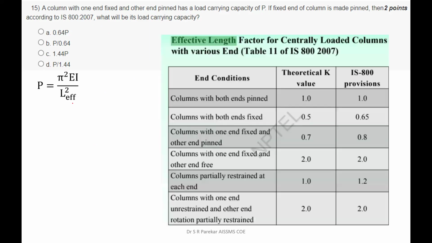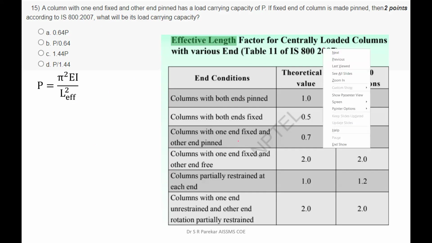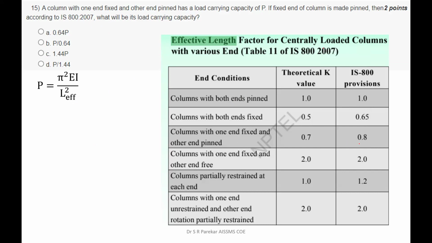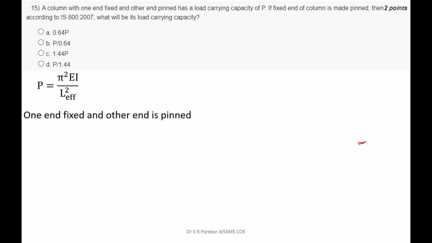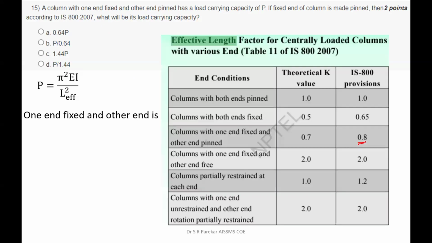Then we have the last question: a column with one end fixed and the other end pinned. So what is the condition? One end fixed and the other pinned. You can see the value is 0.8, so we put the value 0.8, L effective is 0.8 L. Then the second condition is that the fixed end is made pin and the other is already pinned. So we have a column with both ends pinned, and the value is 1.